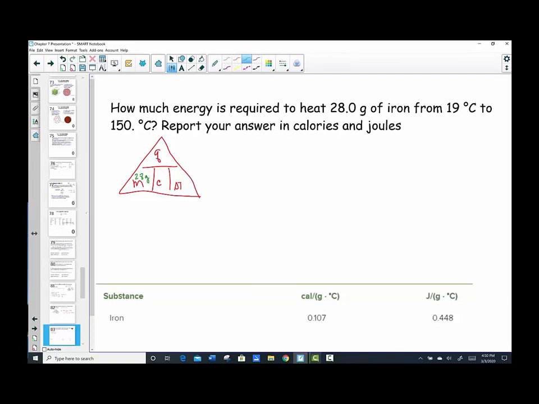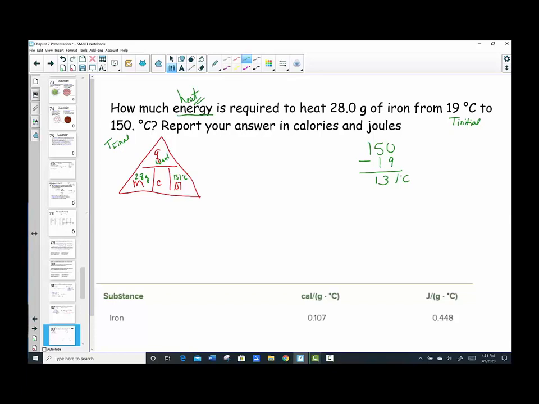The temperature change, initial was 19, T final was 150. So the delta T was 131 Celsius degrees. We want to know energy, and that's Q. How much energy? That's heat energy. And the C, the specific heat constant.